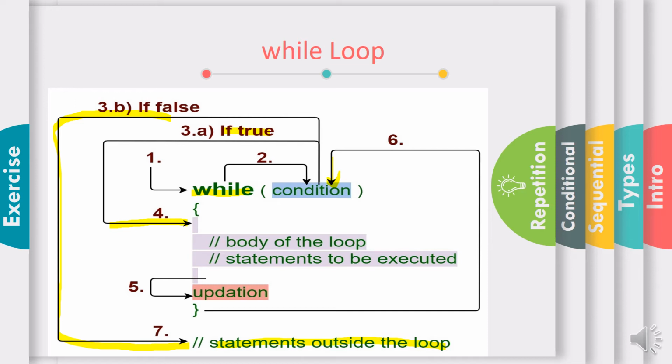With these numbered steps, this will be easy for you to understand. I am repeating it. First of all, it will look for the reserved word while. After looking for the while loop, it will check for the condition. If the condition is true, then the body of the loop will be executed, but if this condition is false, then the statements outside the loop will be executed. In this way, the loop executes as long as the condition remains true.